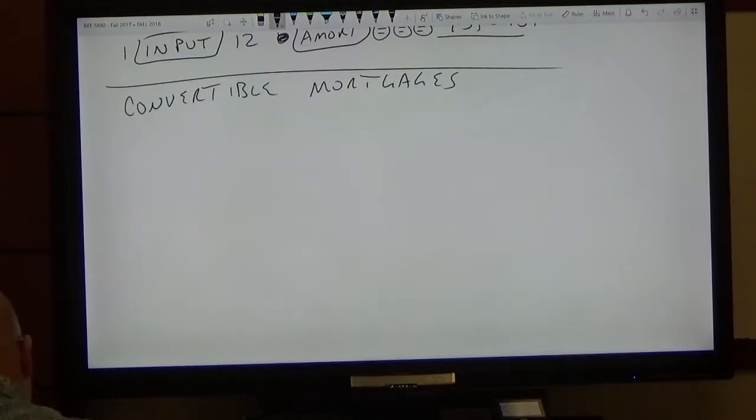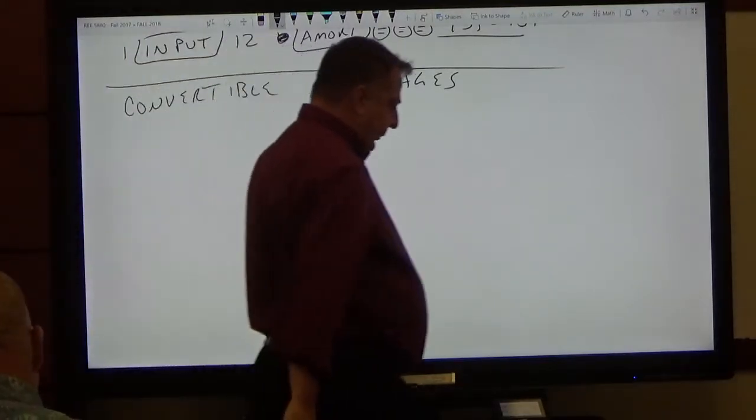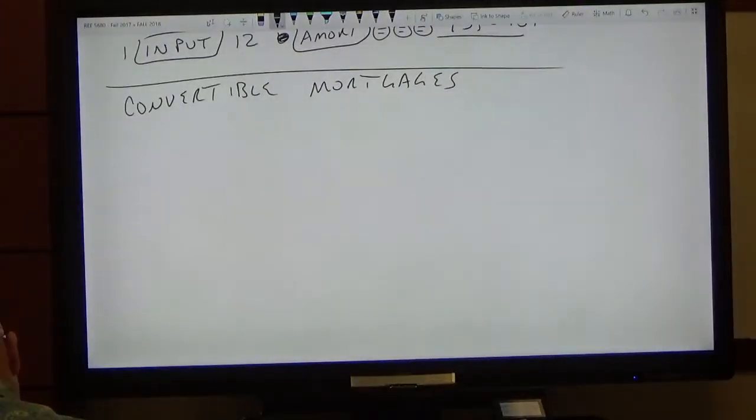Okay. Convertible mortgages. All right. Very simply put, a convertible mortgage is where a lender has the ability to convert the mortgage that they have on your property into an equity position. Does that make sense, everybody?